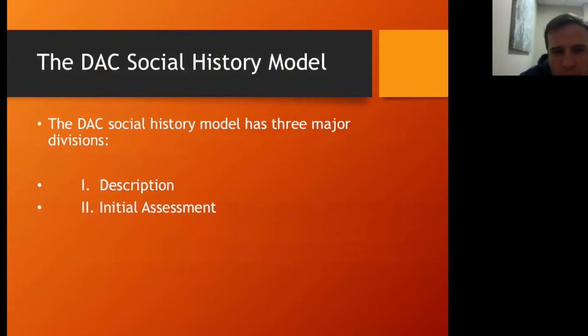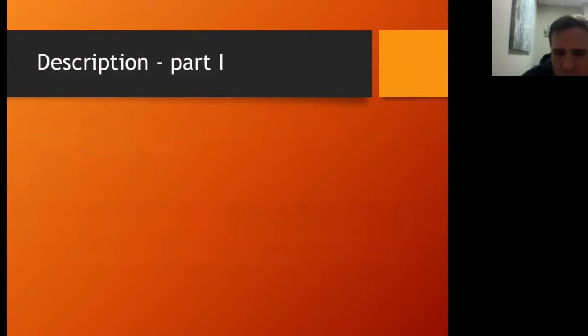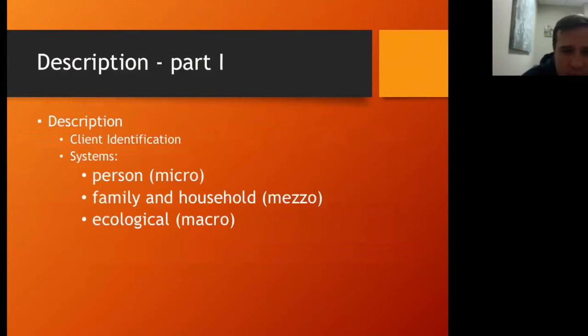So the social history model has three major divisions: description, assessment, contract, right? So what does each one of those look like? Description: client identification, systems. You want to really look at them from the micro, meso, macro level. So we want to be asking them questions about their own person, what's bringing you in today, then family and household: how is your family reacting to this? How are they supporting you? How are they creating barriers?